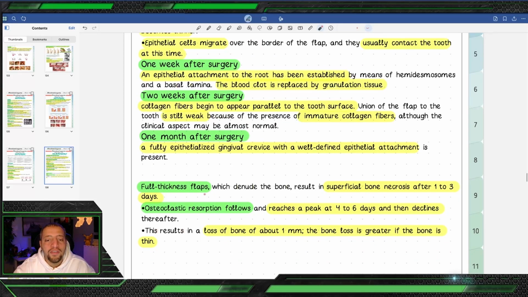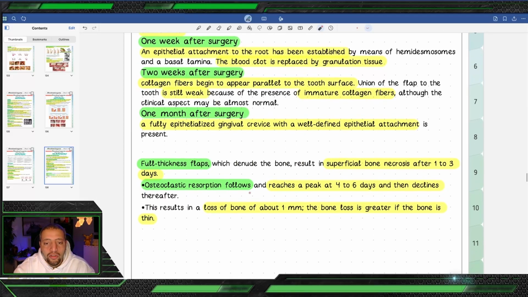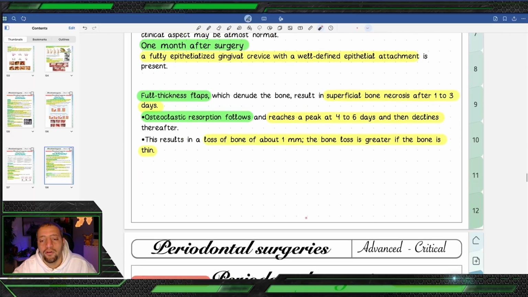Okay? A full thickness flap, which denudes the bone, results in superficial bone necrosis after 1 to 3 days. Osteoclast resorption follows and reaches a peak after 4 to 6 days and then declines after that. This results in a loss of bone of about 1 millimeter for all flap surgery. The bone loss is greater if the bone is thin. So all flap surgery will end up with loss of bone of about 1 millimeter. And this is why we don't do it unless we have a good indication for our patient.